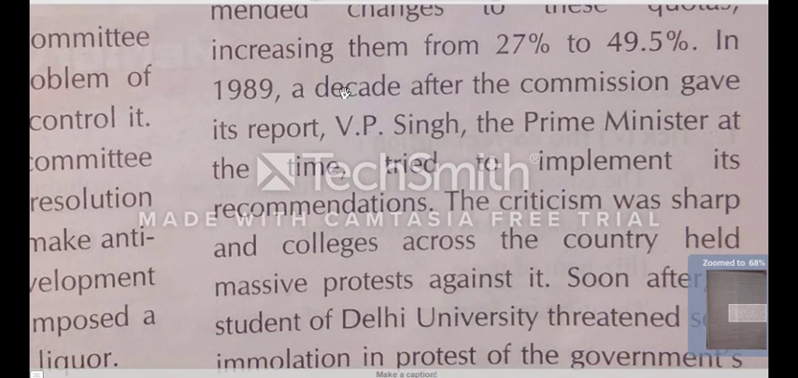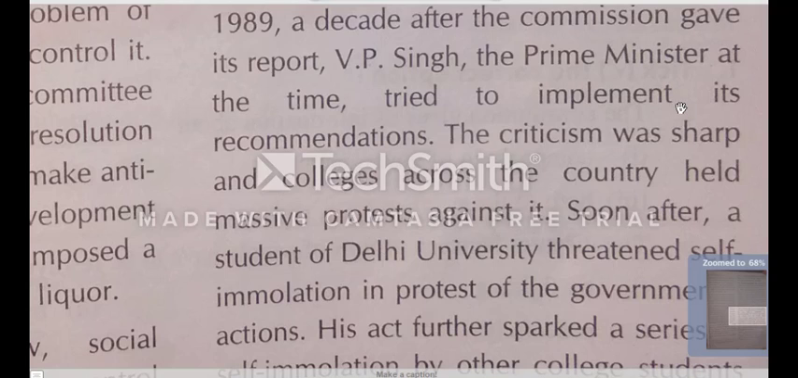In 1989, a decade after the commission gave its report, VP Singh, the Prime Minister at that time, tried to implement its recommendations. A decade means दशक, 10, after 10 years we can say, लगभग 10 वर्ष after the commission gave its report to the Prime Minister, and the Prime Minister tried to implement, means लागू करना, its recommendations.